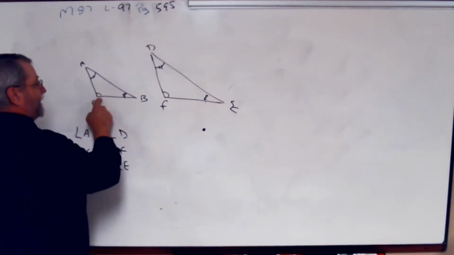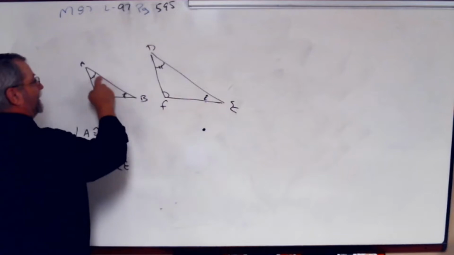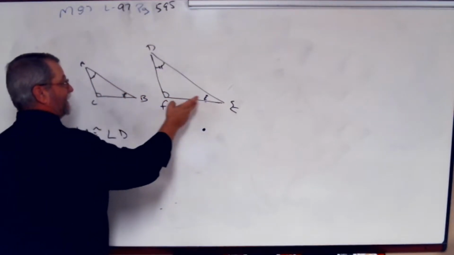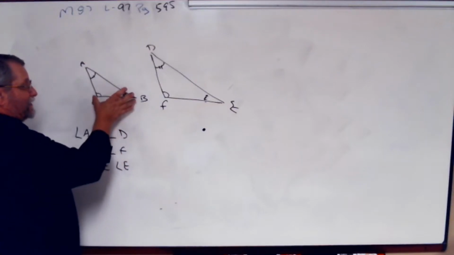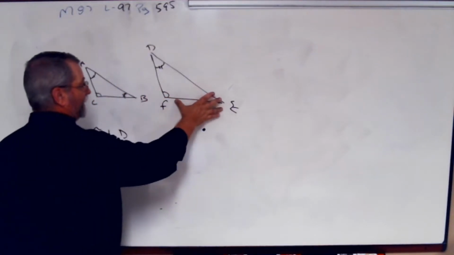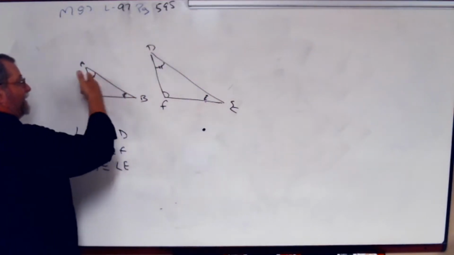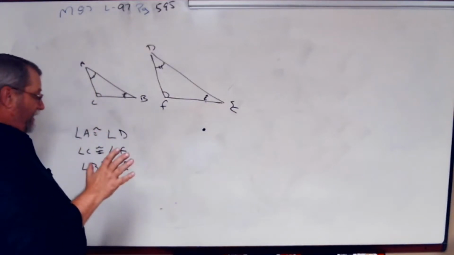This angle and this angle are the same. This angle and this angle are the same. This angle and this angle are the same. These little tick marks, that's what tells us. The sides are different lengths. This is much bigger over here. This is bigger than this, but there's a ratio here.